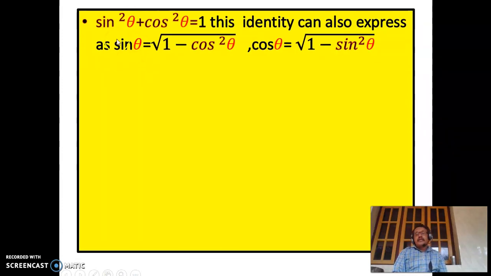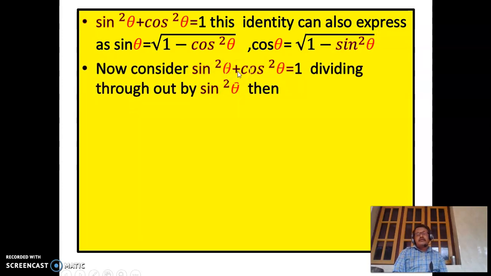This identity can also be expressed as follows. If you want sin theta, then transferring, sin square theta equals 1 minus cos square theta, so sin theta equals square root of 1 minus cos square theta. If you want cos theta, then cos square theta equals 1 minus sin square theta, so cos theta is equal to square root of 1 minus sin square theta.